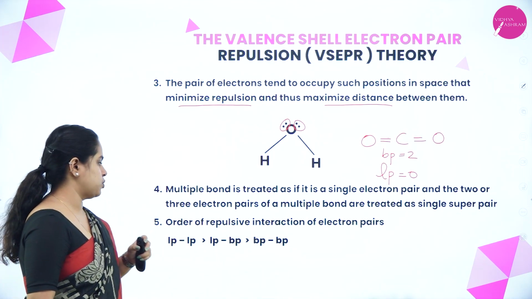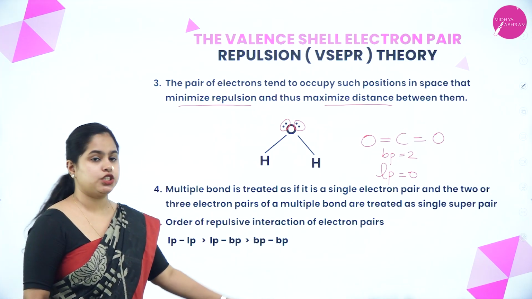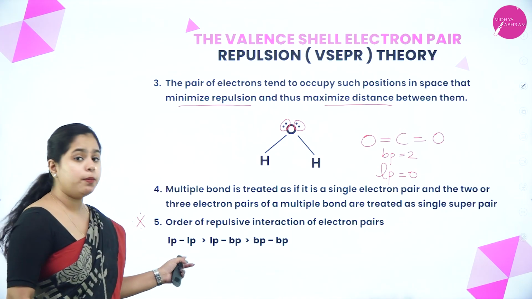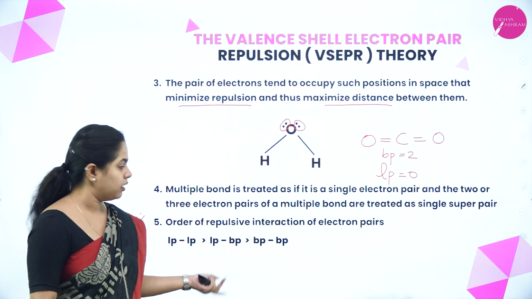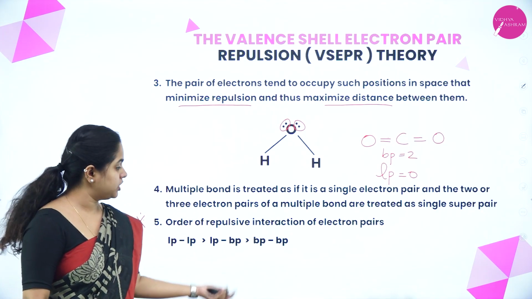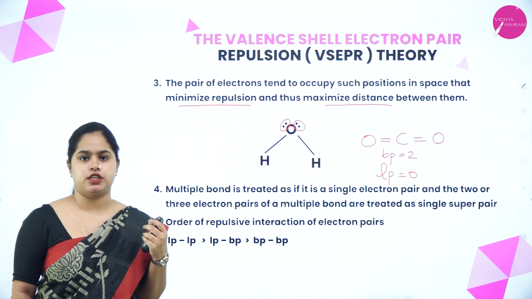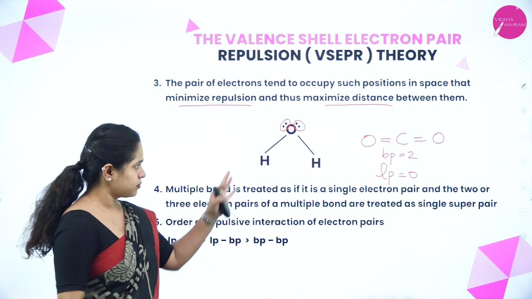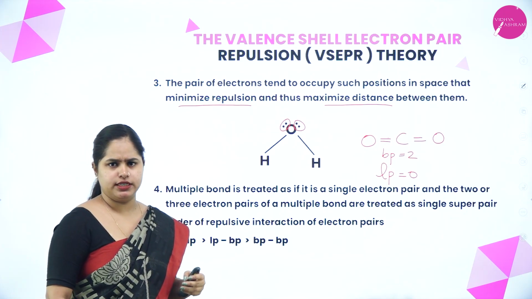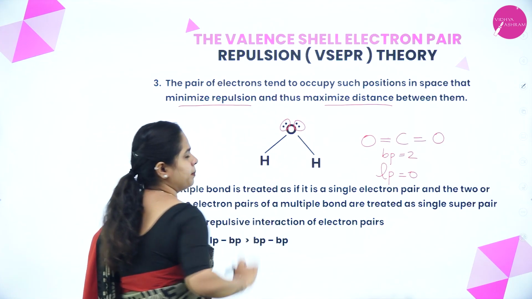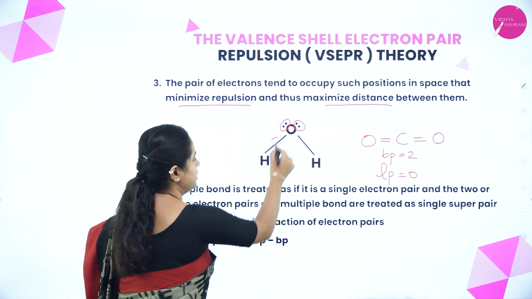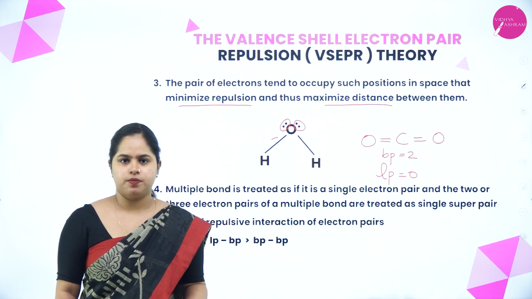Now moving on to the last one: the order of repulsive interaction of electron pairs. This is very important, right? Lone pair-lone pair interactions are greater than lone pair-bond pair interactions, which are greater than bond pair-bond pair interactions. Now what is this? We understood lone pair and bond pair, right? So let's take this water molecule itself. These 2 electron pairs that you can see here are called lone pairs, and these 2 are the bond pairs, right?